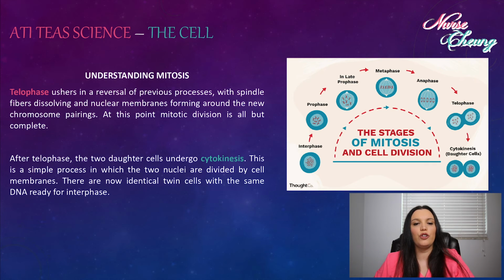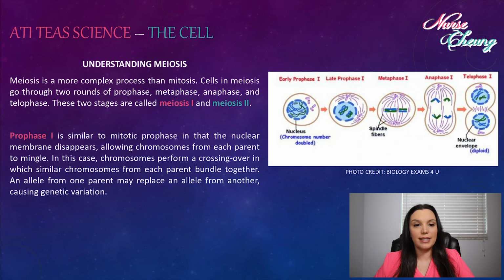After telophase, the two daughter cells undergo cytokinesis. This is a single process in which the two nuclei are divided by cell membranes. There are now two identical twin cells with the same DNA ready for interphase. Meiosis is a more complex process than mitosis.